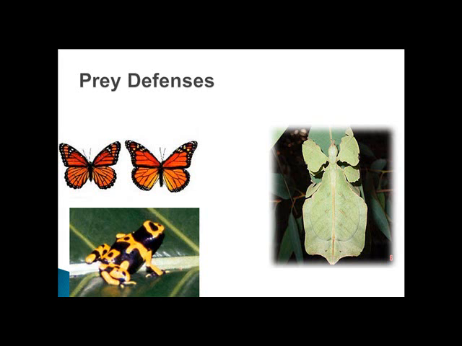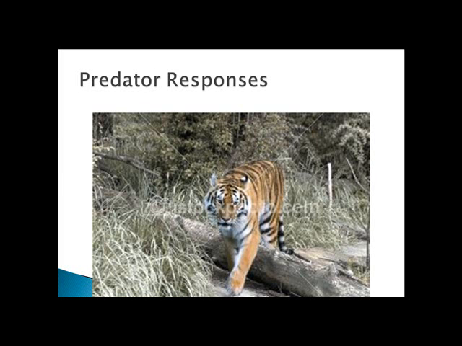But predators also have responses that are adaptive. Stealth and camouflage are used by predators along with ingenious ways of avoiding the toxins or repellents with countermeasures. And some predators can just plain outrun their prey and track them down.